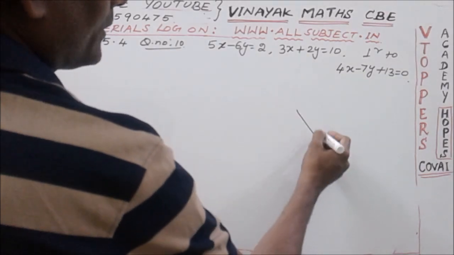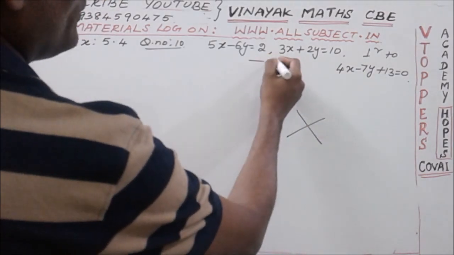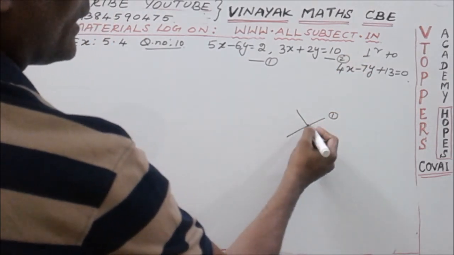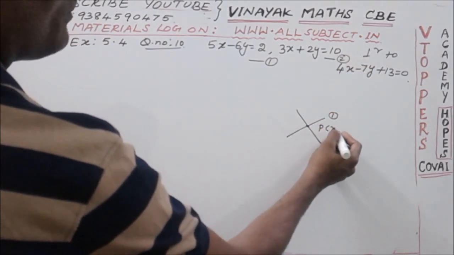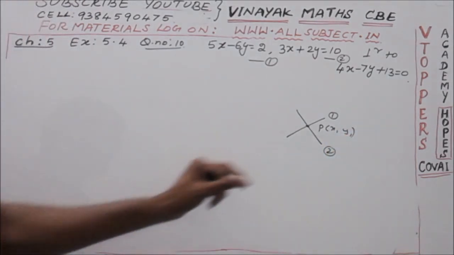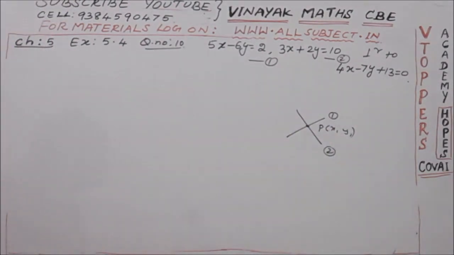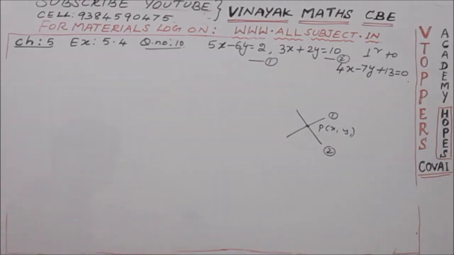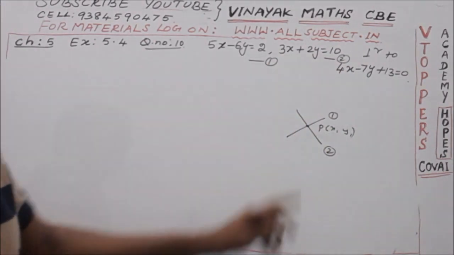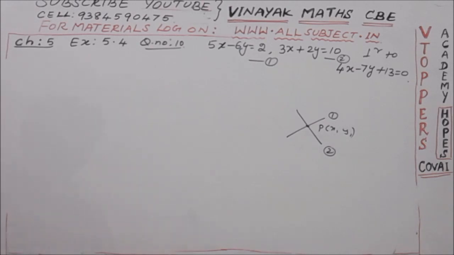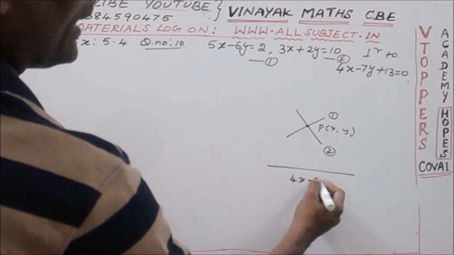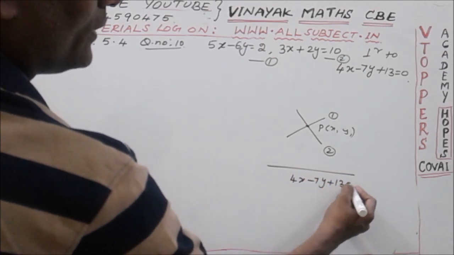There are two lines, 1 and 2. Lines 1 and 2 intersect at some point P (x1, y1). That will be found by solving equations 1 and 2 by the elimination method or substitution, any method. And then the line is perpendicular to the line. Now we are keeping this line here, 4x minus 7y plus 13 equal to 0.